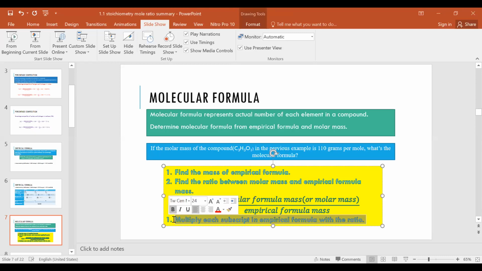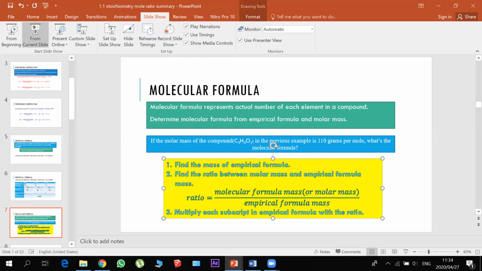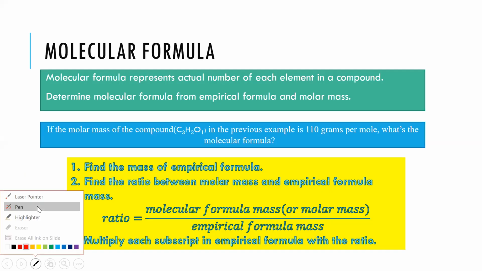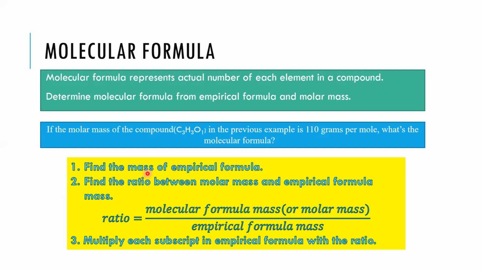The steps are not in order. This is number 3, supposed to be 3. When I look at the first step, we need to find the mass of the empirical formula. You know how to find the mass of a formula. So we need to find the mass of C3H3O1, that's all. Then find the ratio between molar mass and empirical formula mass: the molecular formula mass, the bigger one, divided by the smaller one, the empirical formula mass.